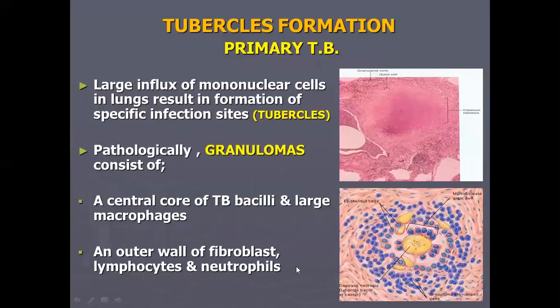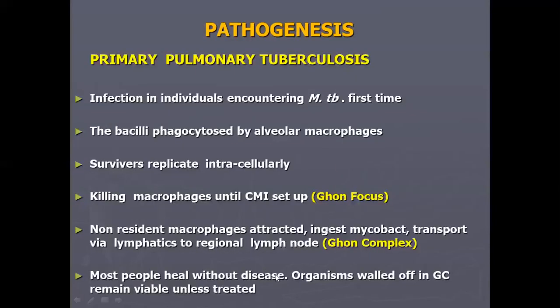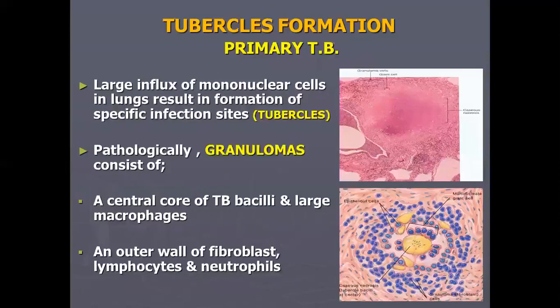And in most people, they heal without disease, but the organism remains viable in the Ghon's complex unless treated. Now, this is how in primary tuberculosis there is a large influx of mononuclear leukocytes. This is the histopathological slide that you can see of the tubercles. The large mononuclear cells result in the formation of specific infectious sites, what we call tubercles.